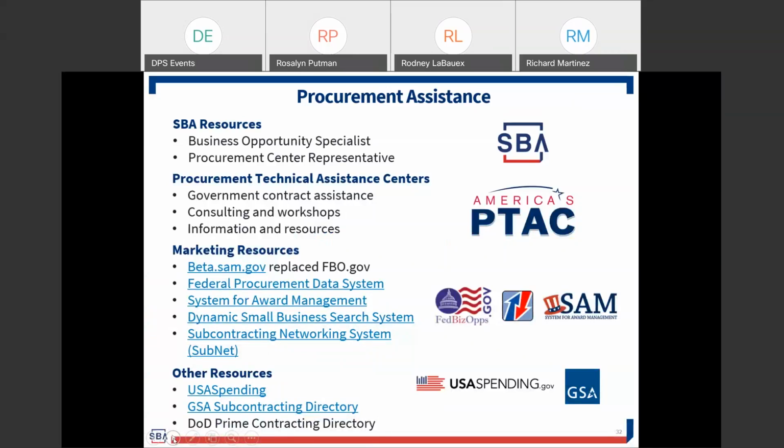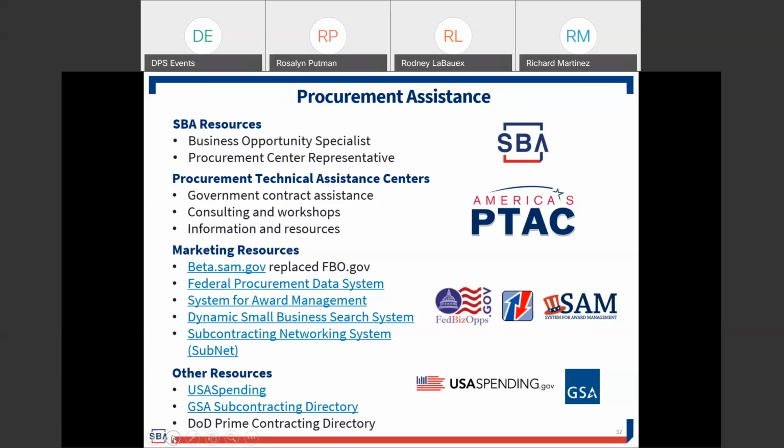This is how the government can help. We have resources, our procurement technical assistance centers. You have, of course, SBA. You have our marketing resources. Again, like I said, if you're looking for contract opportunities, where you search is beta.sam.gov. It replaced fbo.gov. All federal procurement over 25,000, that's where it's listed. The federal procurement data system, that's where you can search current and past contracts. Systems for award management. Every small business and large business, if you're going to do business with the government, you have to be registered in this database.